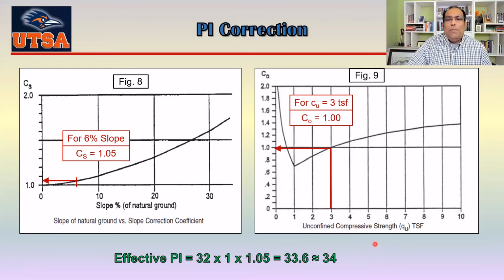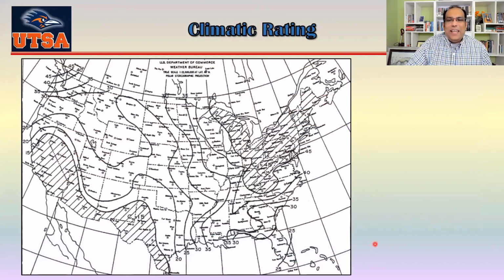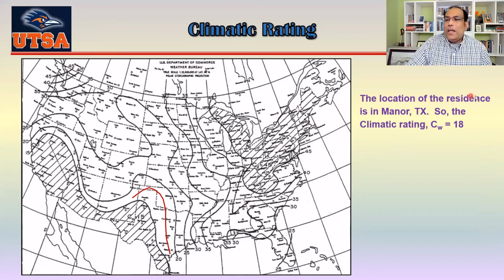Once I know my effective PI, then I have to see what the climatic rating is. So you can see Manor is close to Austin here. If I draw a line here, that's basically kind of 18 from there, right? So basically the location of the residence is in Manor, Texas, so the climatic rating is 18, okay? Manor is actually very close to Austin, so they usually use 18 in most cases.